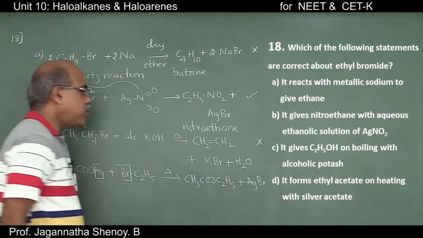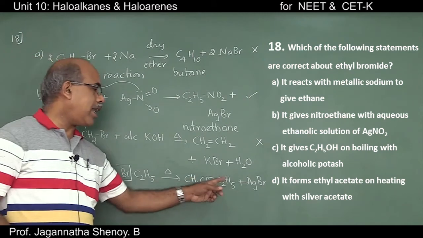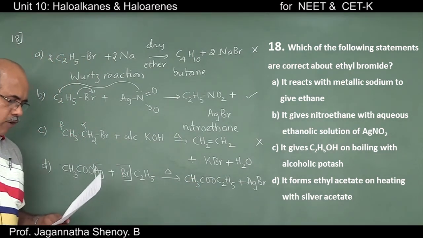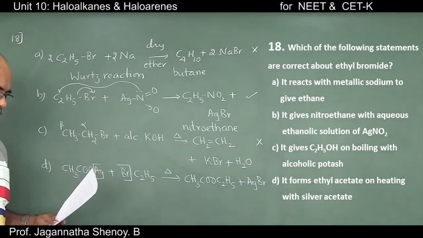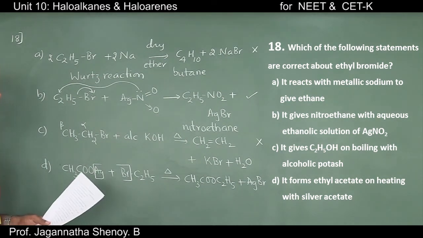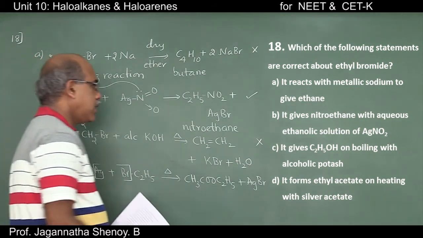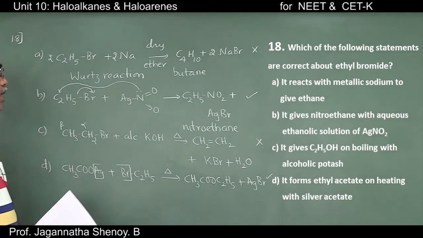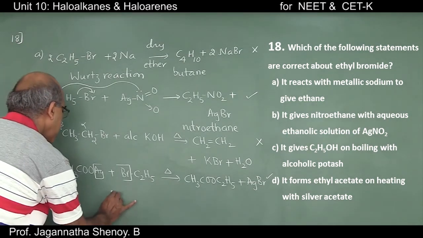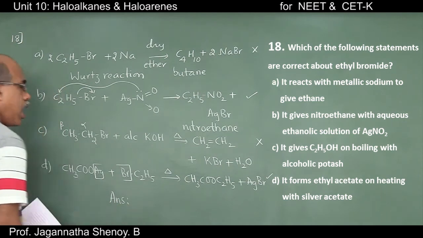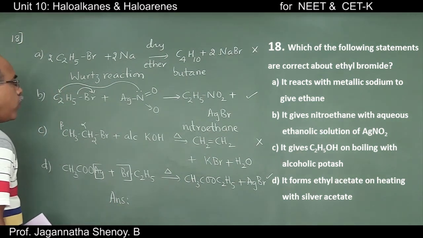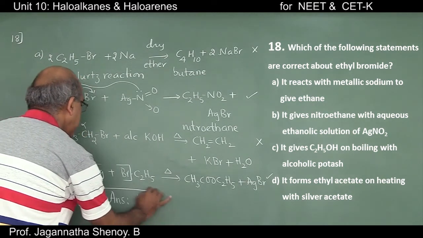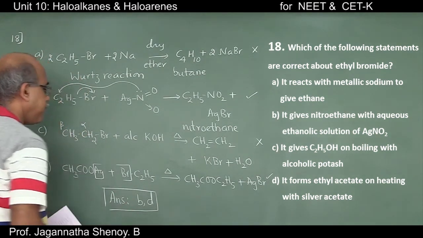So what is the product obtained? It is ethyl acetate. We get ethyl acetate. Just check, it forms ethyl acetate on heating with silver acetate. Is that the correct one? Yes. So this is the correct statement. Or in other words, for this question, there are 2 correct options. Which are they? One is option B and another one is option D. So both of them are correct.